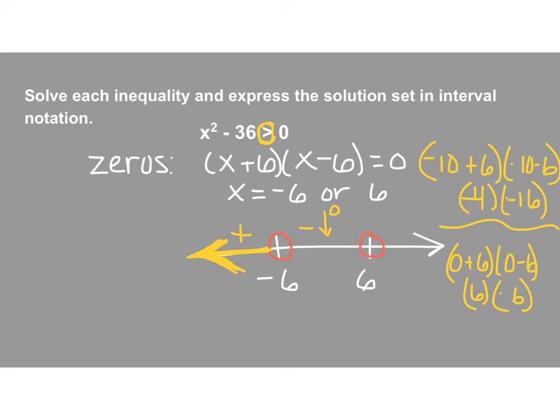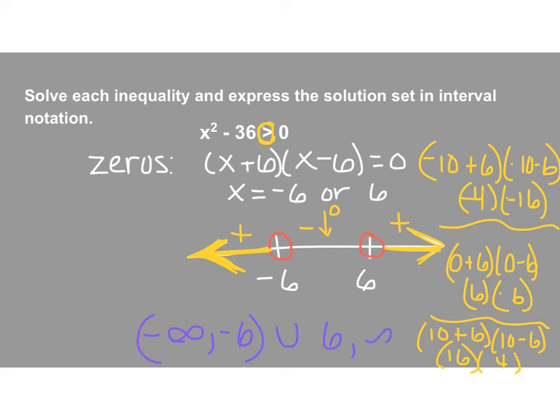And parabolas must come back up, so I know it's going to be over here, but just to illustrate again, I choose any value to the right. I'm going to choose positive 10. If I plug in positive 10 for x in both spots, that would give me 10 plus 6, which is 16, times 10 minus 6, which is 4, and a positive times a positive is a positive. I don't even really care what the number is, right? So now in interval notation, my solution set includes negative infinity to negative 6, union 6 to positive infinity.